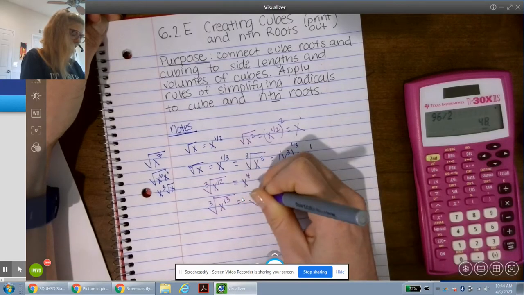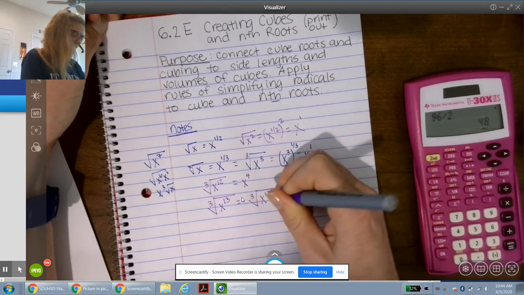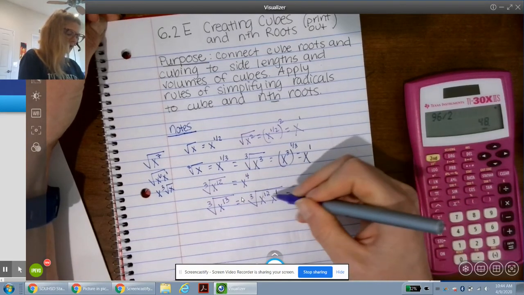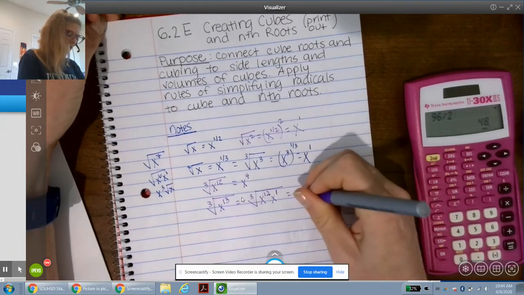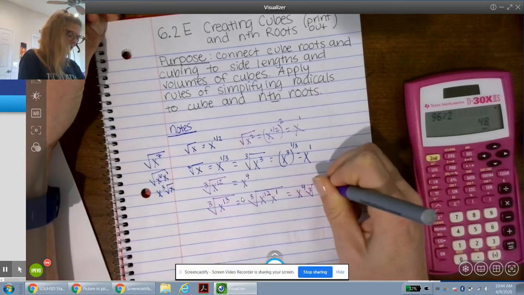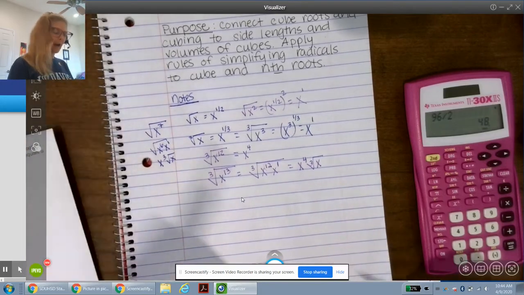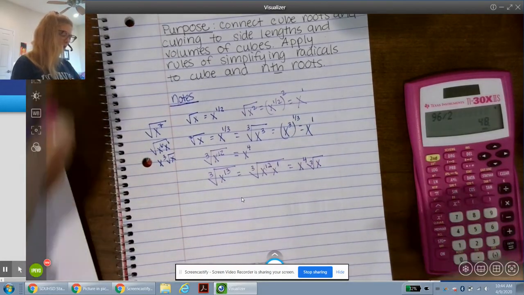We can rewrite it as the cube root of x to the 12th times x to the first. Then divide this exponent by 3, giving x to the 4th, and that cube root of x just has to stay inside. So you can think about that with higher roots.